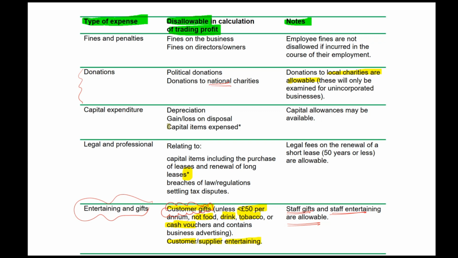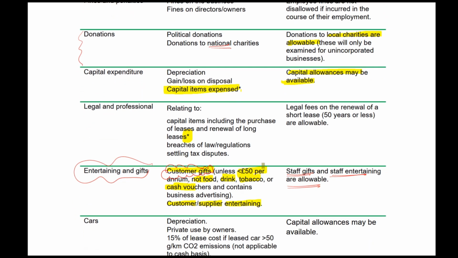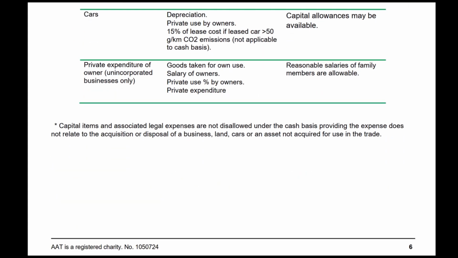Then it says capital items. So any capital items that you've spent money on, capital items expensed, it says, are disallowable. So even if it's a capital item that you've included in the profit and loss, it's not allowed because it's capital. You get capital allowances instead. Yep. Now there's an asterisk there. And the asterisk says, capital items, which is what this is, and their associated legal costs are not allowable.